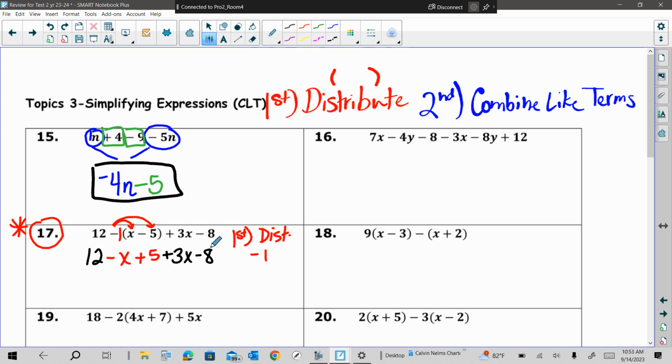Now, we did step 1. So for step 2, we're going to combine like terms. What are the like terms here? Negative x. Don't forget the sign in front. And this plus 3x. When you combine them, this becomes what? Because it's negative x, there's an invisible one there. Negative 1 plus 3. So this is 2, so 2x.